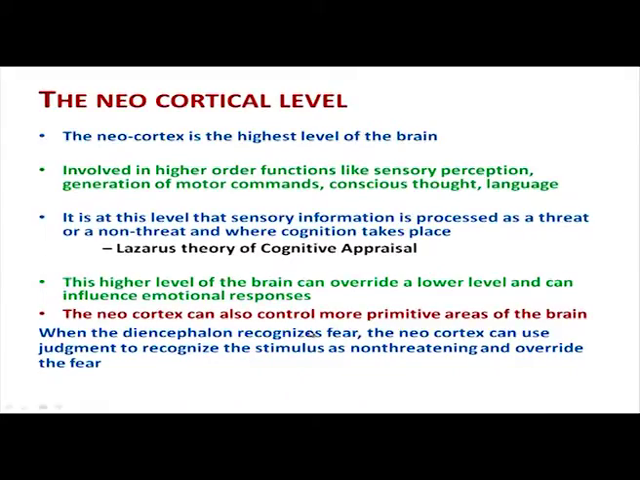Now, coming to the highest level of the brain, that is the cortical level. The cortical level, or in this case the neocortex, is responsible for higher order functioning. It is involved in the higher order functions of sensory perception, generation of motor commands, conscious thought and language. Also, it is related to decision making and problem solving. It is at this level that sensory information is processed as a threat or a non-threat, and where cognition takes place. So, this brings us back to Lazarus's theory of cognitive appraisal again.